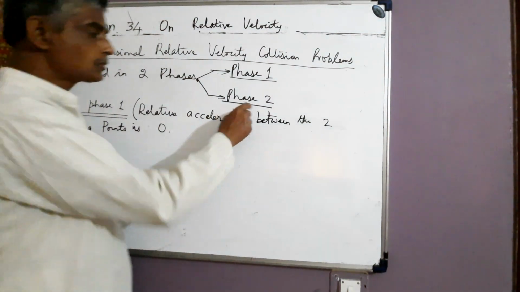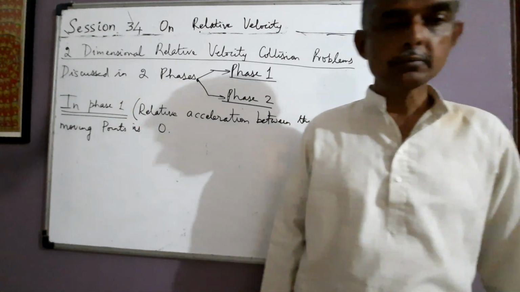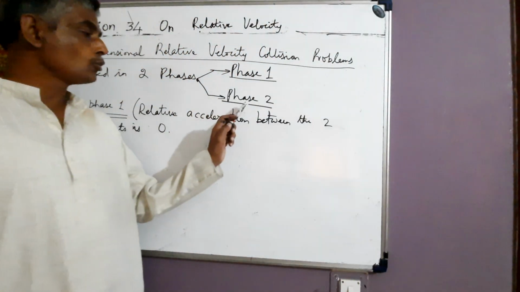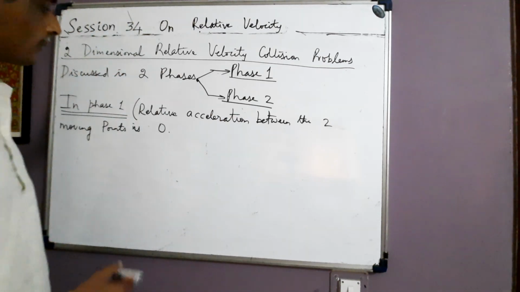Then we'll take up the problems on phase 2. In phase 2, it will just be the reverse of phase 1. In phase 2, we will assume that the relative acceleration between the two colliding particles is non-zero. That will be discussed in phase 2.